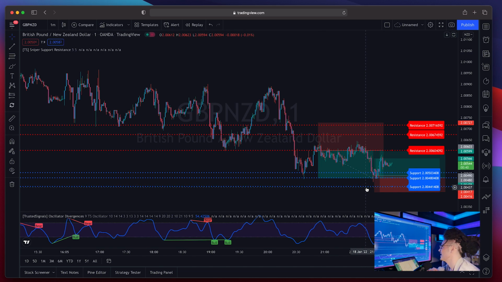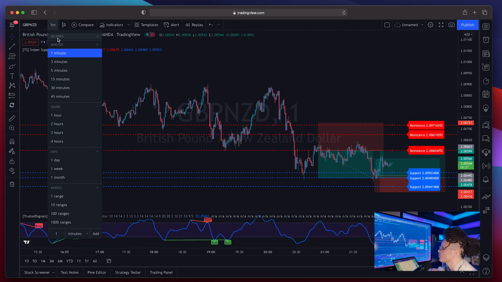This indicator is highly underrated. I don't see a lot of people posting about the sniper support and resistance, so I highly suggest for you guys to go over this and implement this in your trading. Let's just go ahead in the 5 minute and show another example.